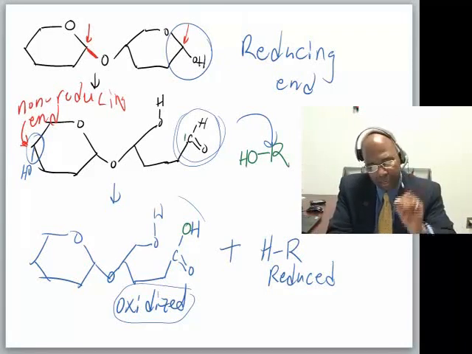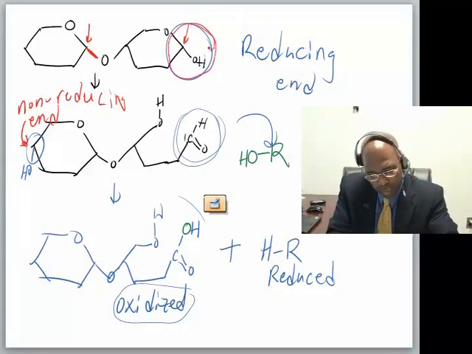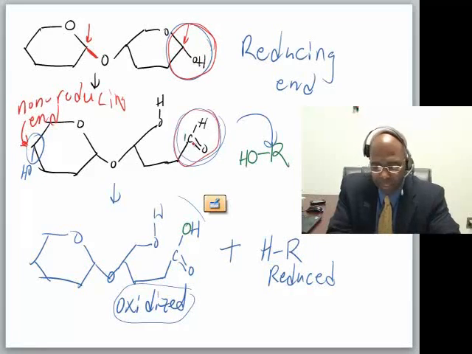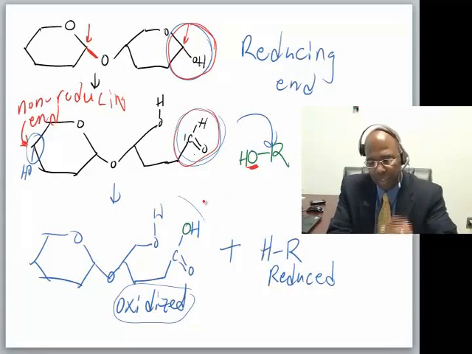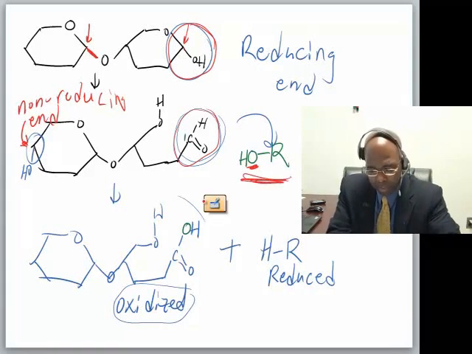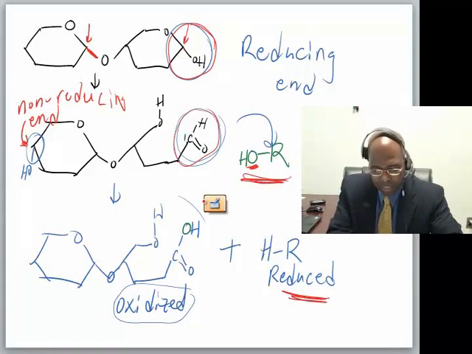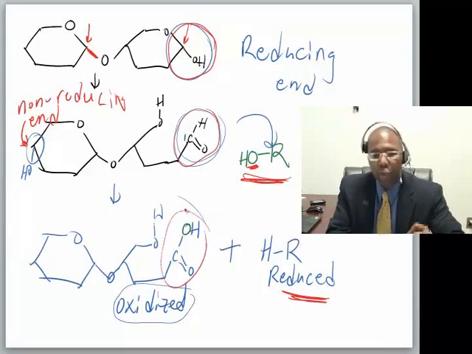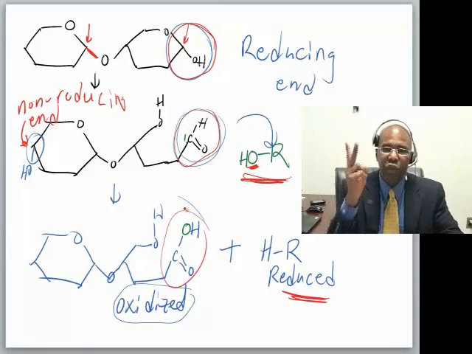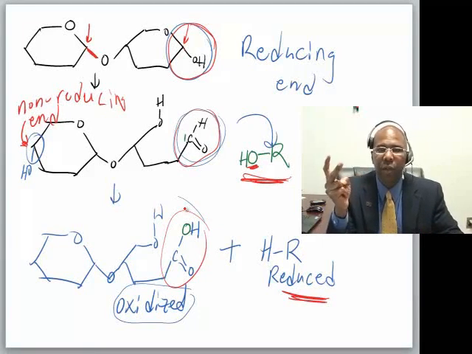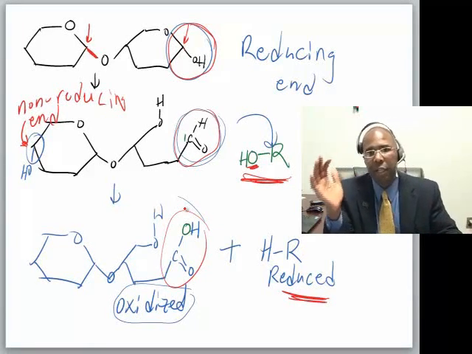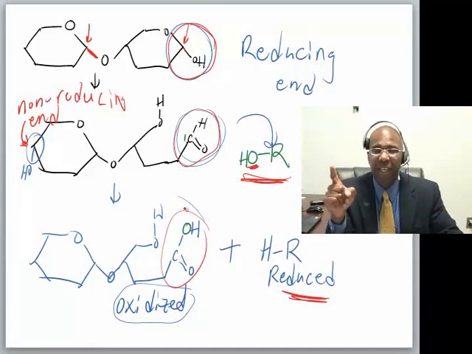So that's the key here. The reducing end is the end where the anomeric carbon is. The anomeric carbon opens up to become an aldehyde, and then that aldehyde can take an oxygen away from some other species and reduce that species. And so this is the oxidized species. This is the reduced species. And for that reason, this end is called the reducing end. So you have two ends of sugars, the reducing end and the non-reducing end. And the reducing end is on the end with the anomeric carbon.